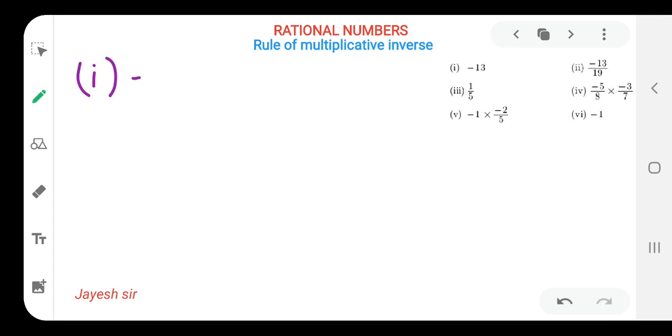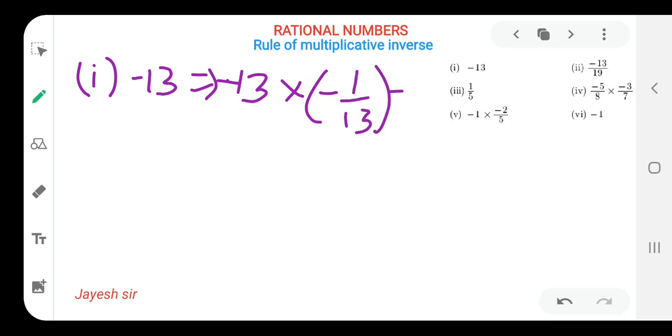So let's move to our first sum, that is minus 13. Minus 13 should be multiplied with minus 1 by 13. So the result would be 1. I hope you all might have understood how 13 cancels. Minus 1 into minus 1, what will we get? Plus 1. I hope, friends, you all might have understood that.